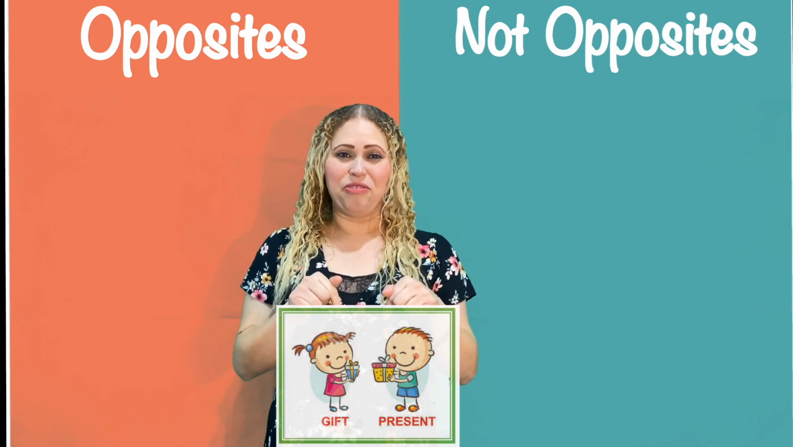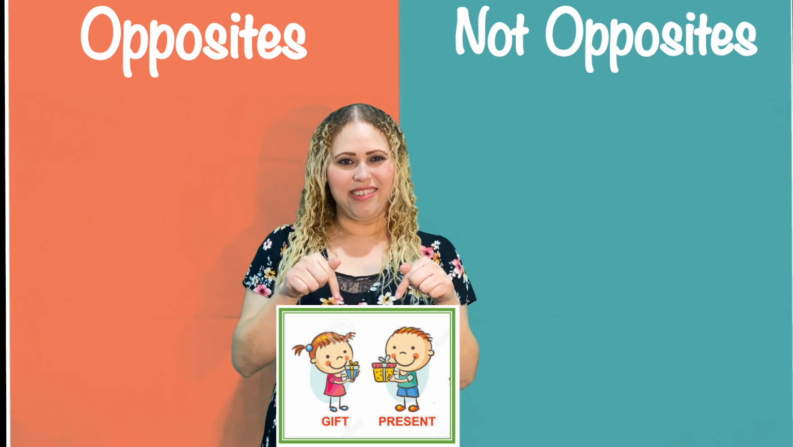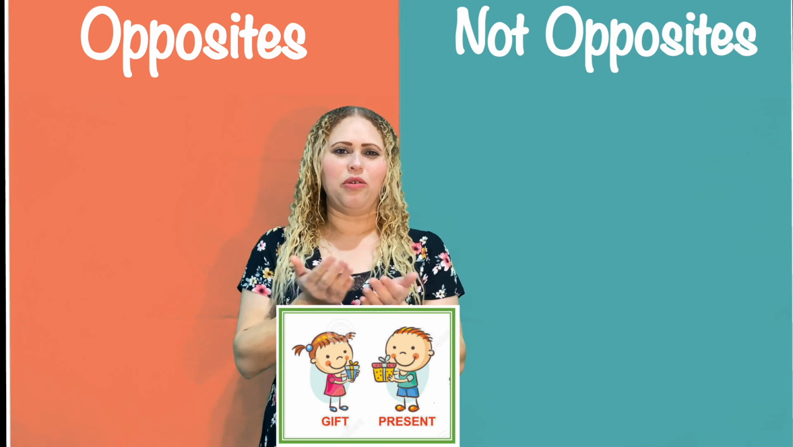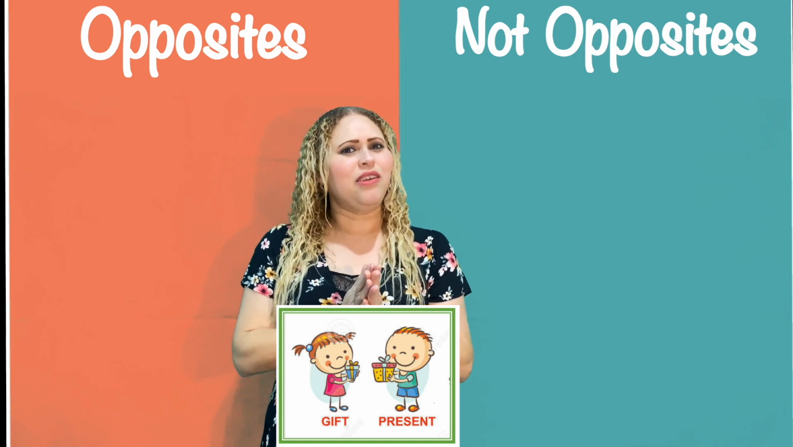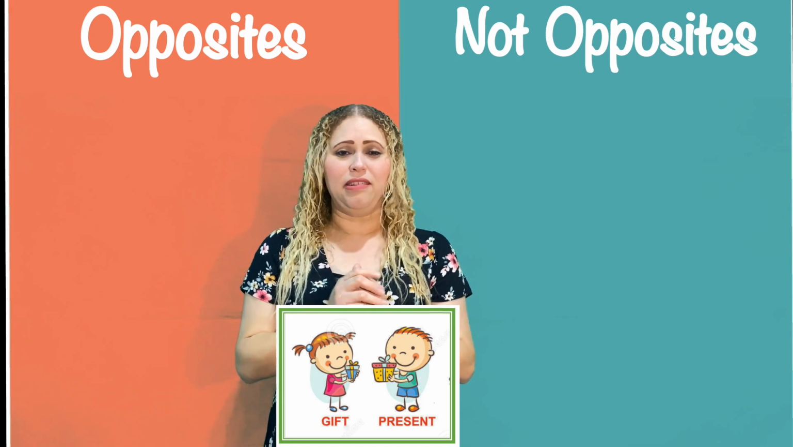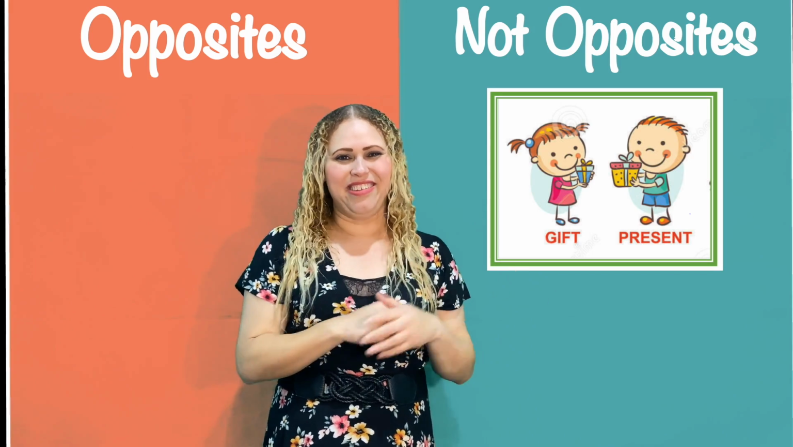Here's the next image. The next image is a gift and a present. Think about it, a gift. Somebody gives you something and you also get a present. That sounds like the same thing. So that is not different, it's not opposite. And it goes in the not opposite, good job.